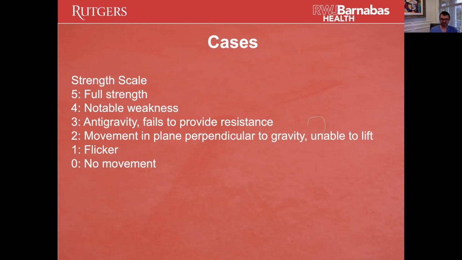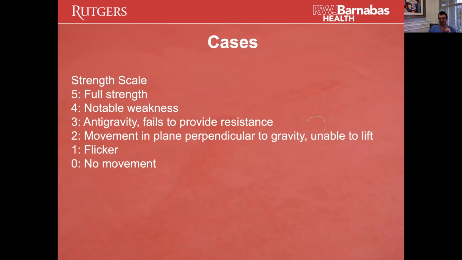So 5 is full strength. 4 means there is meaningful strength, but it's asymmetric with the other side. There is noticeable weakness. 3 means the patient can lift their arm, their leg, whatever the muscle group is. So it's anti-gravity, but they fail to provide any resistance. They break instantly. 2 means they can move it. They can move this joint in the plane that is perpendicular to gravity, but it cannot be lifted against gravity. 1 means all you're looking at is a muscle flicker, almost nothing. And 0 means no movement whatsoever.